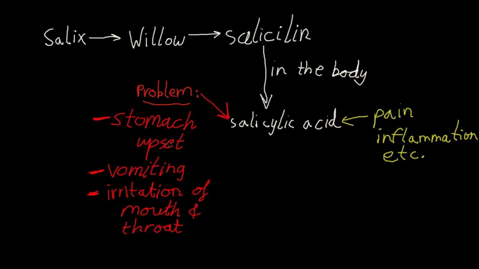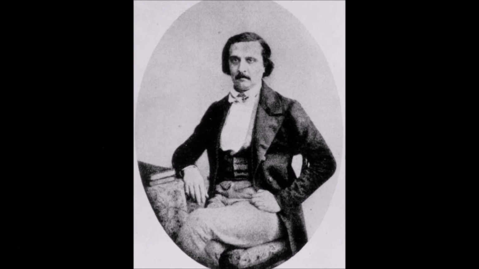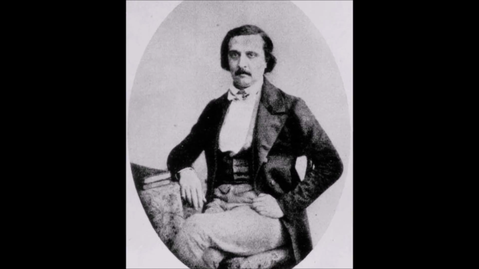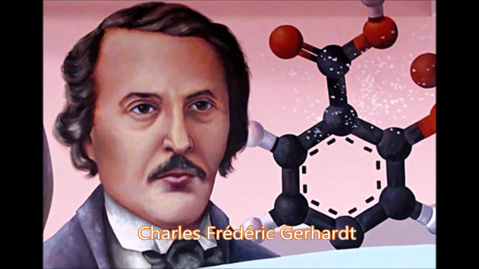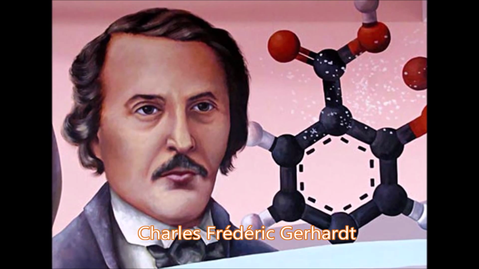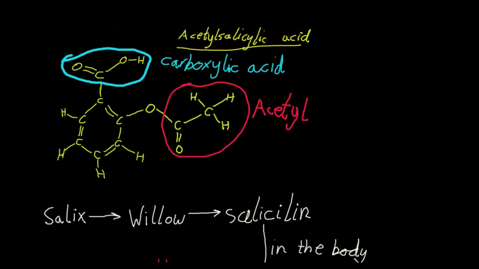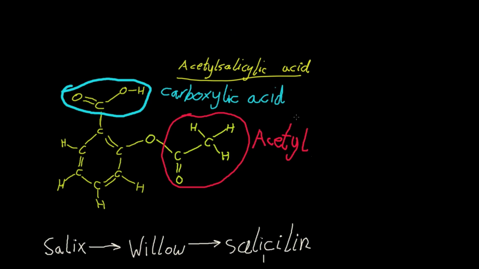So, in 1853, this guy called Charles Frederic Gerhardt, a French chemist. I don't know if I pronounced the last name correctly or not. Gerhardt, I imagine. Anyway, Charles Frederic Gerhardt became the first person to turn salicylic acid into the molecule I just drew here, aka acetylsalicylic acid, aka aspirin. Gerhardt didn't want to market it, so he didn't take his discovery further. Shame, really. I imagine he could have made a lot of money, but that's just speculation on my part.